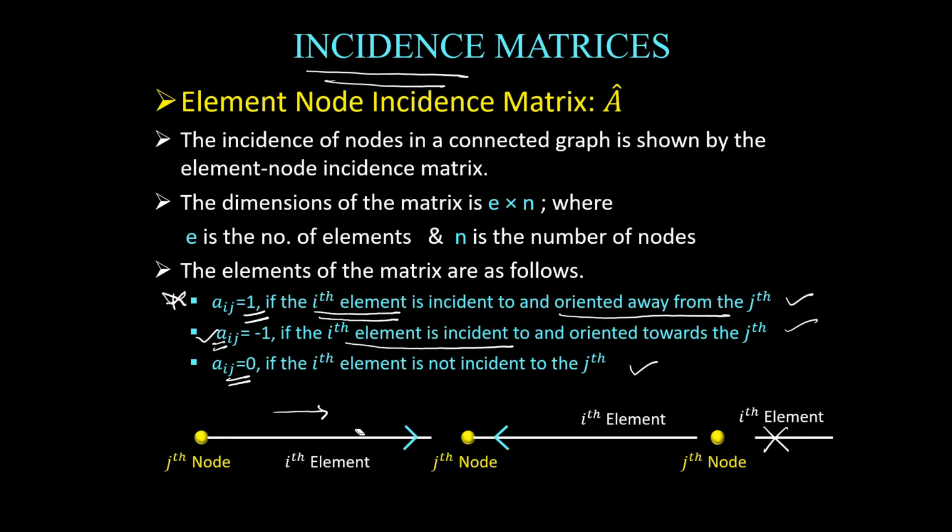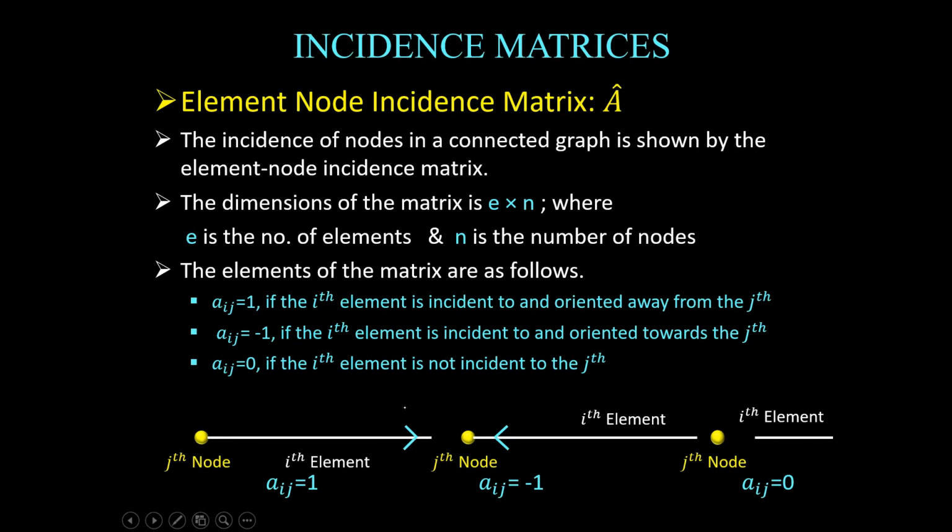So now you can represent all these three conditions as Aij equal to 1, Aij equal to -1 and Aij equal to 0. So I hope this is clear.